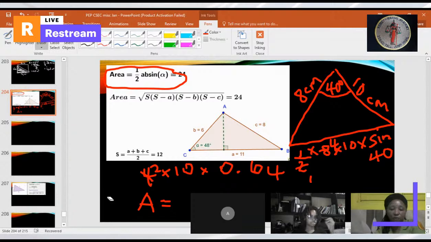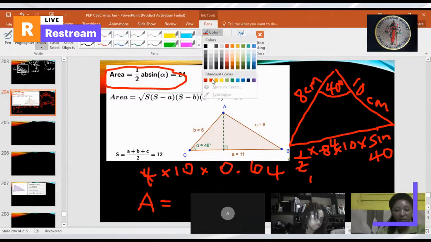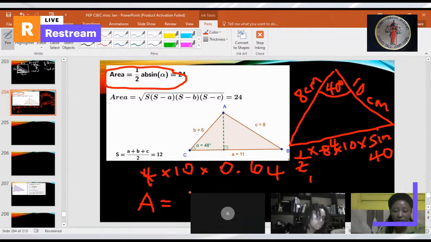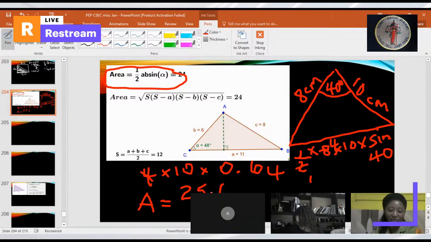So it's 4 times 10 times 0.64. So 4 times 6.4. Yes, miss. And 4 times 6.4 would give you 25.6. All right. Units. Centimeter squared. May I ask you for the unit? Centimeters squared.